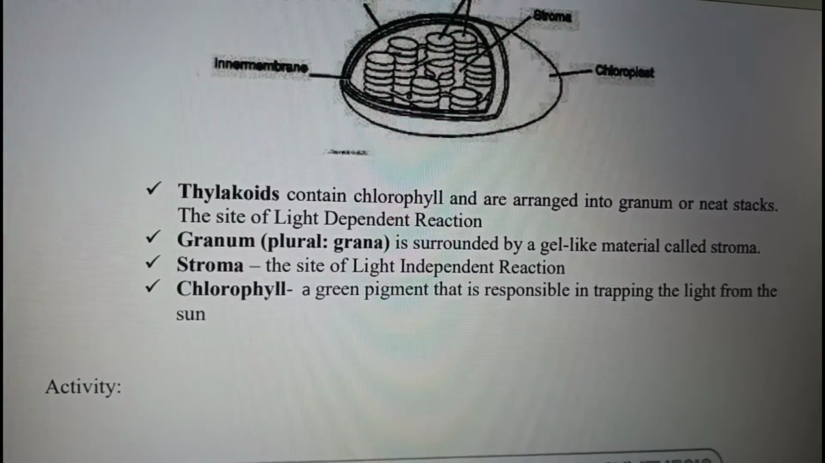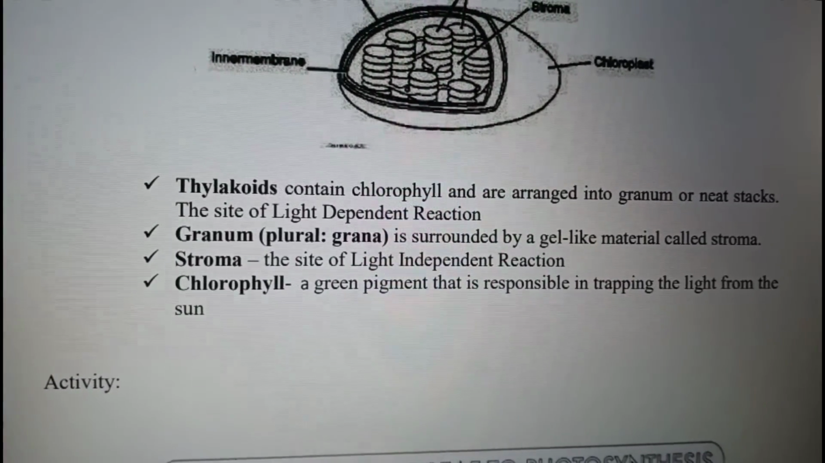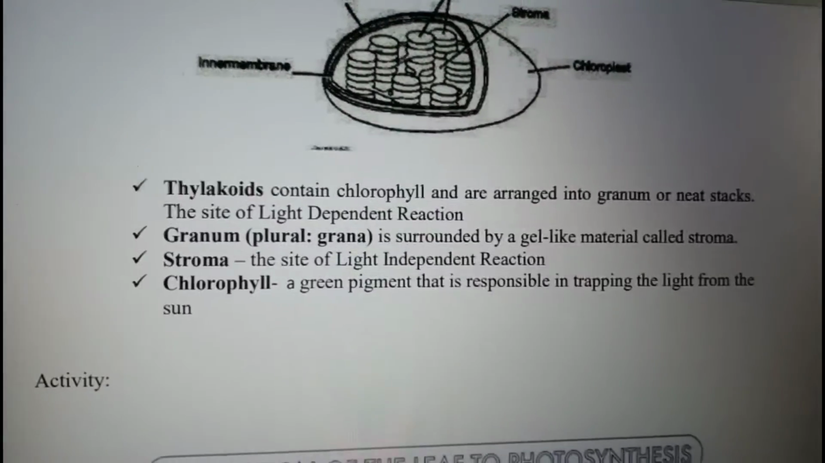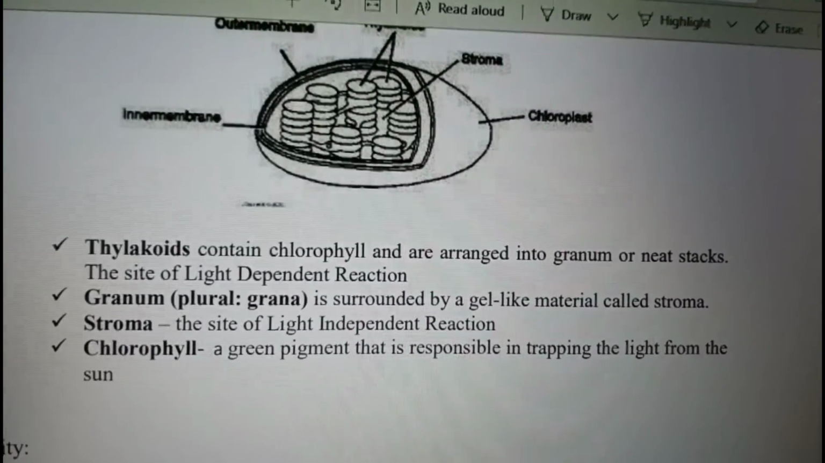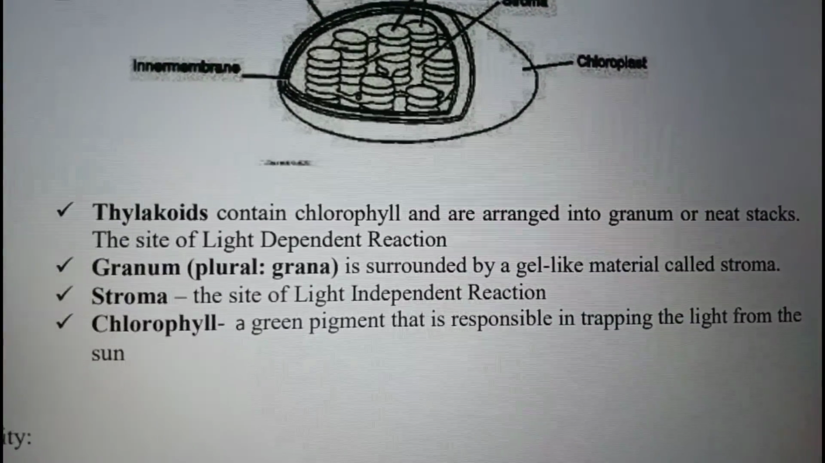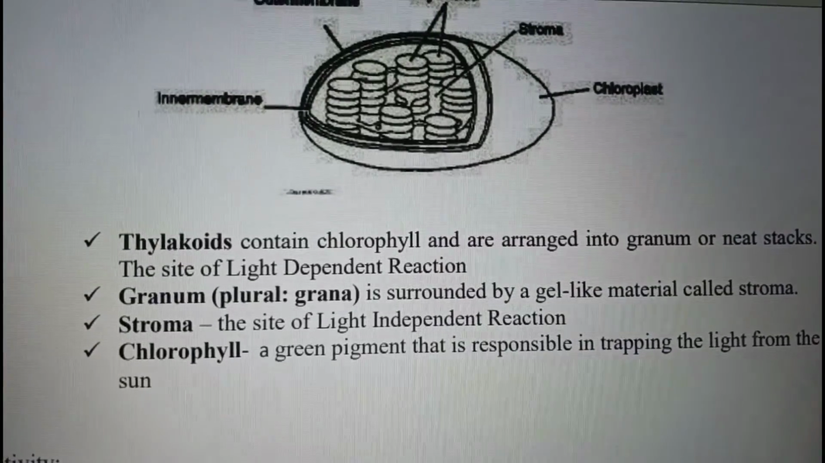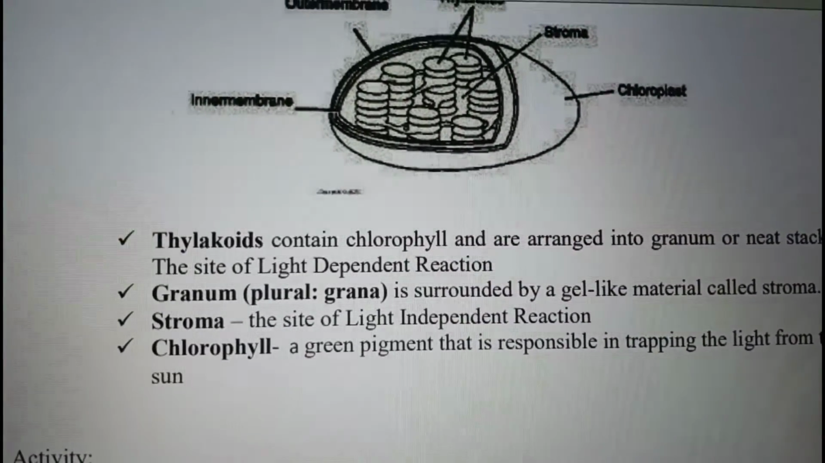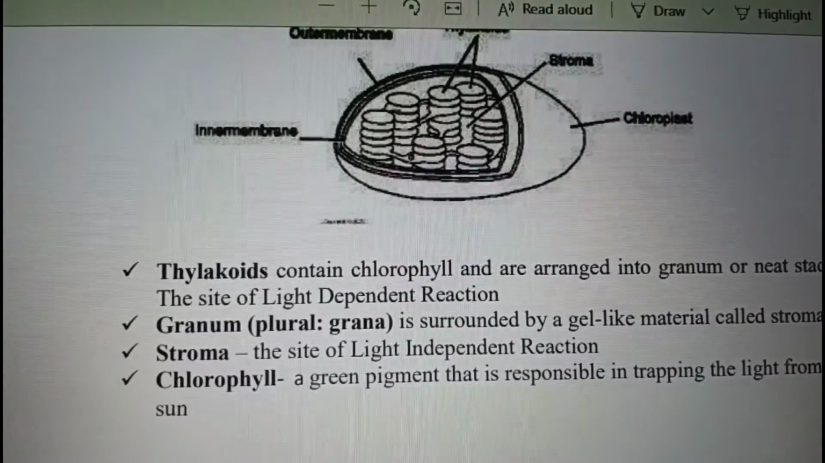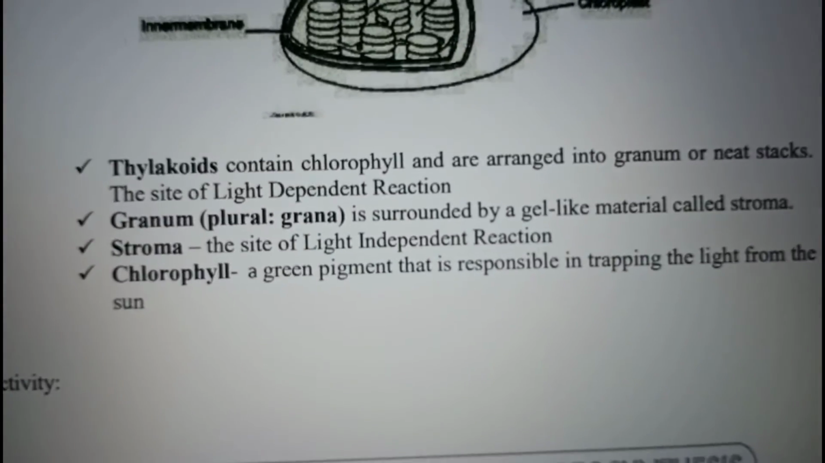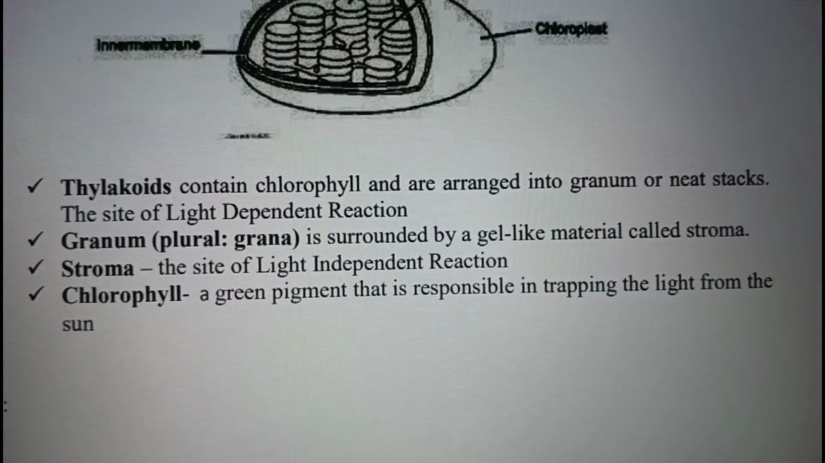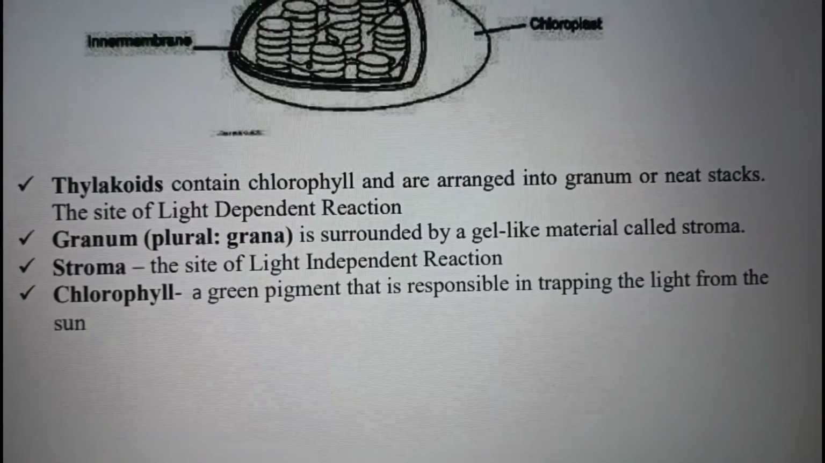So let us define thylakoids, the grana or granum, stroma, and chlorophyll. Thylakoids contain chlorophyll and are arranged into granum or stacks. This is the site of the light-dependent reaction. In making food, in photosynthesis, there are two processes, the dark and the light-dependent reactions. The granum or the grana is surrounded by a gel-like material called stroma. Then stroma is the site of the light-independent reaction.